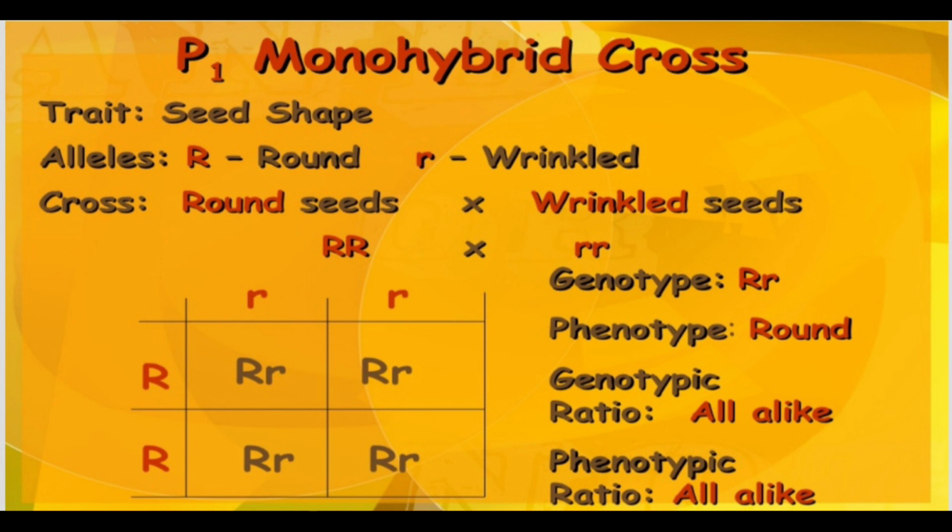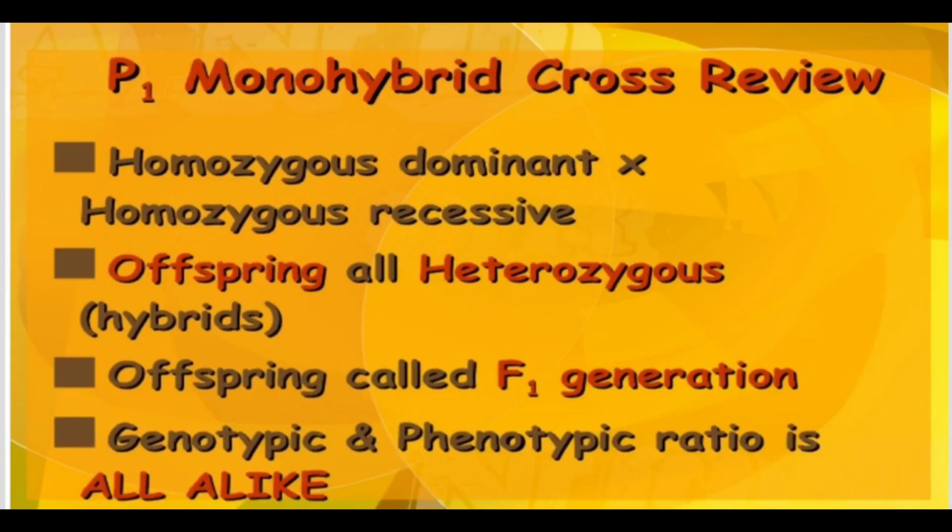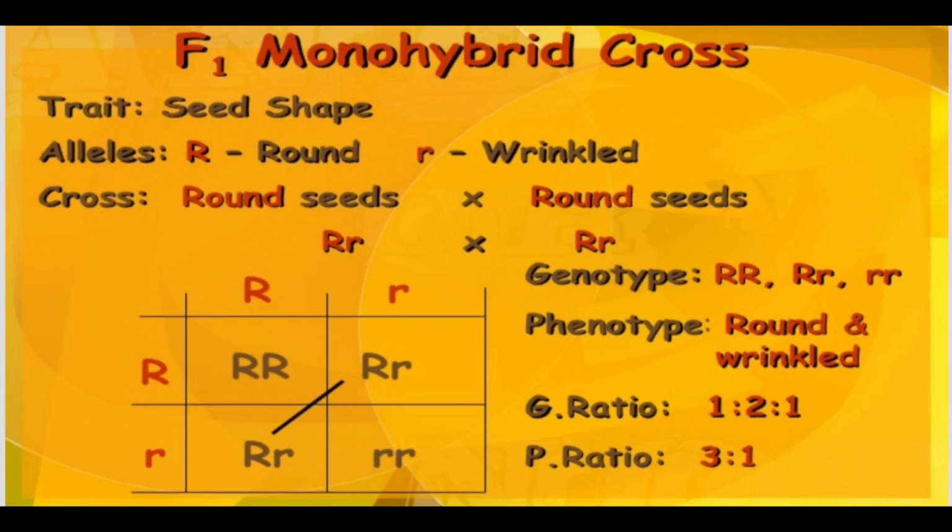After doing the cross, what we get is genotype capital R small r, phenotype round, genotypic ratio all alike, and phenotypic ratio all alike. The P1 monohybrid cross is a review of homozygous dominant and homozygous recessive. The offspring were all heterozygous. That is called the first filial generation, and genotype and phenotype are all alike. So you can see the ratios are also shown.